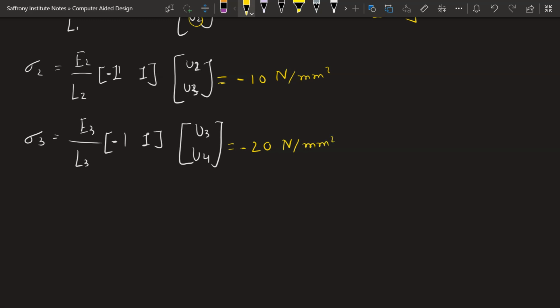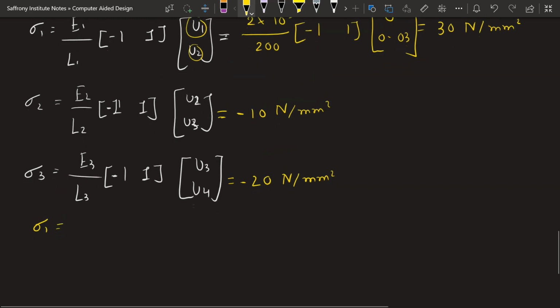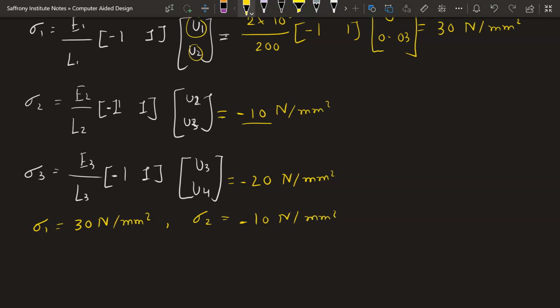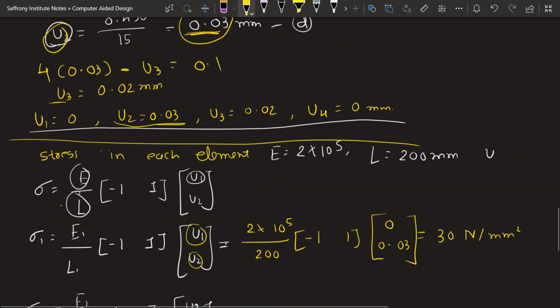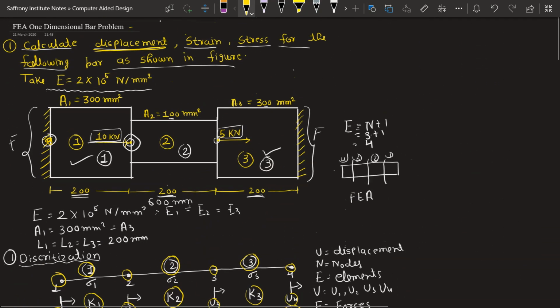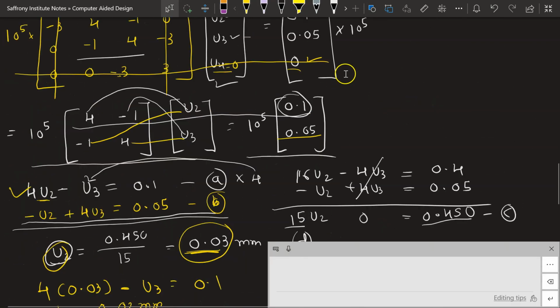You can verify it by pausing this video and finding it out. So this is the general requirement of the numerical, the stress in each element. The answer is: sigma 1 is 30 Newton per mm square, sigma 2 is equal to minus 10 Newton per mm square, and sigma 3 is equal to minus 20 Newton per mm square. This was the requirement of the stress, which we have now fulfilled. So now we are moving down.